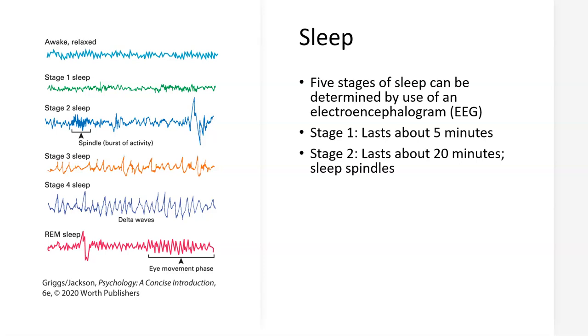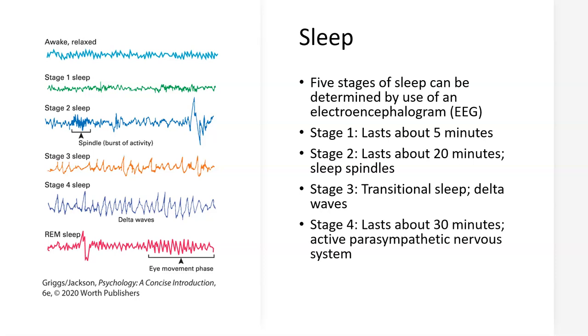In stage 3, and really stage 1 and stage 2, you're still kind of getting to sleep, getting to full sleep as you go forward. Stage 3 is a transitional stage, which is characterized by the emergence of what are called delta waves, which then characterize much more strongly the stage 4 sleep.